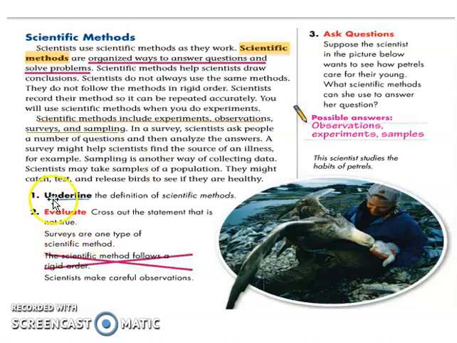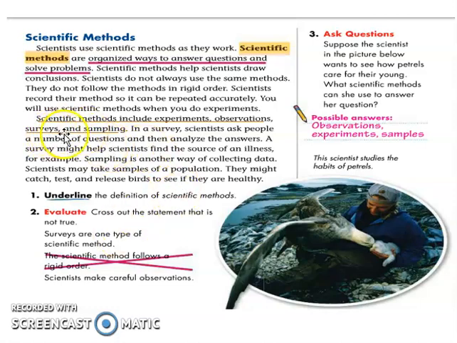So let's go to question number 1. Underline the definition of scientific method. We've done it already here. And then here in number 2, cross out the statement that is not true. Surveys are one type of scientific method. Is it true? Yes, that is true.